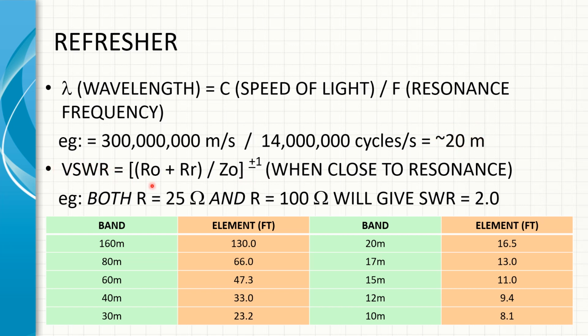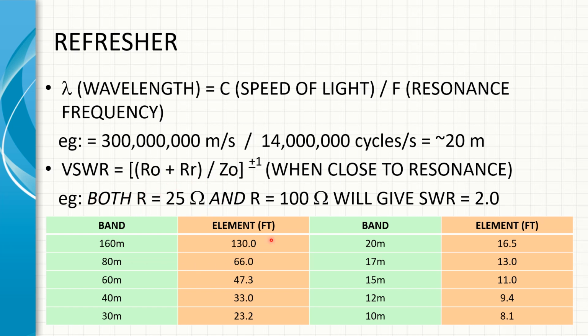Voltage SWR is defined by the ohmic resistance R0 plus the radiation resistance R sub R divided by the impedance, and so it can be plus or minus 1. And we'll see that voltage SWR, or SWR for short, if you have a radiation resistance of 25 ohms with a 50 ohm feed line, or a radiation resistance of 100 ohms with a 50 ohm feed line, in both cases, you get an SWR of 2.0.